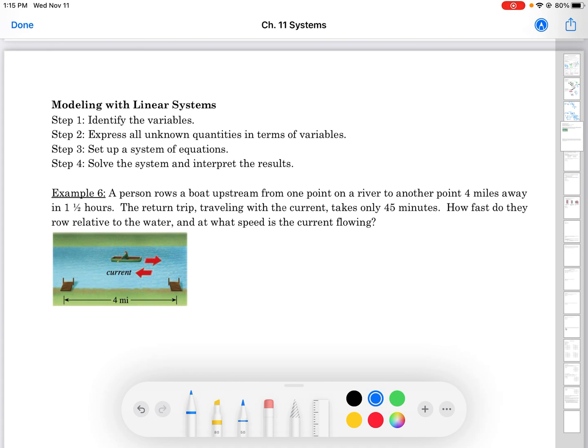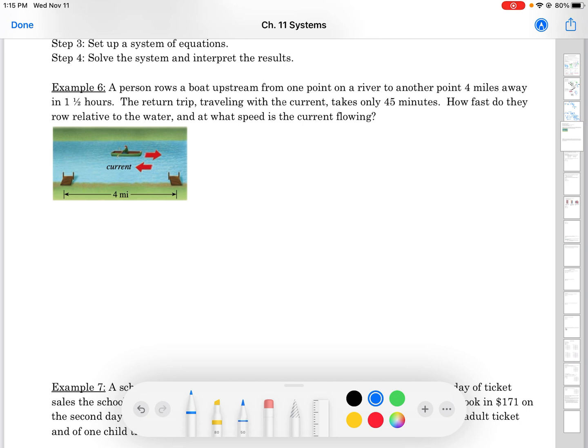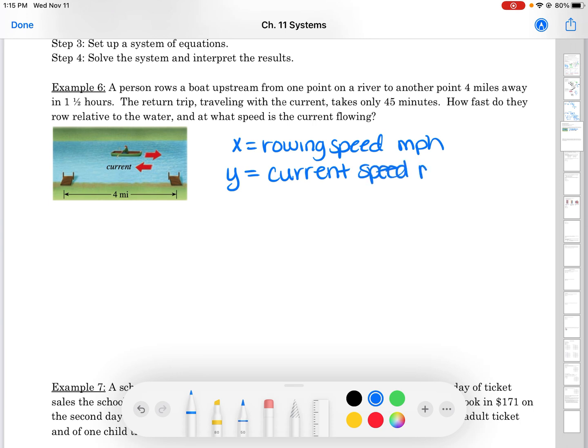So if you're going with the current, it's going to be a little bit quicker because the water is going in that same direction. How fast do they row relative to the water, and at what speed is the current flowing? Okay, so first we really have two things here. X is going to be our rowing speed in miles an hour. And y is going to be our current speed. The current, like the water current, not like presently. Current as in how fast the water is moving.